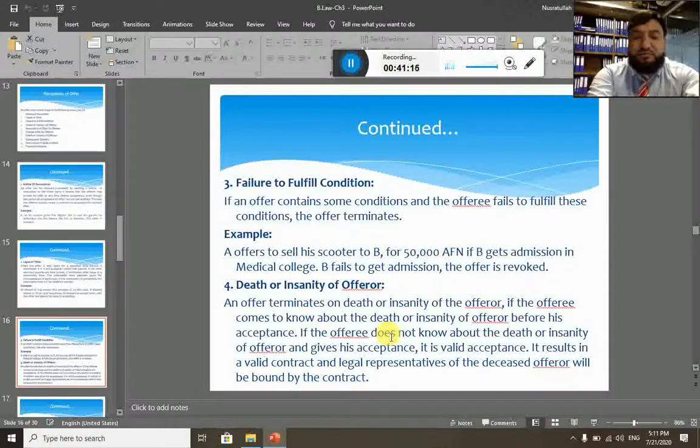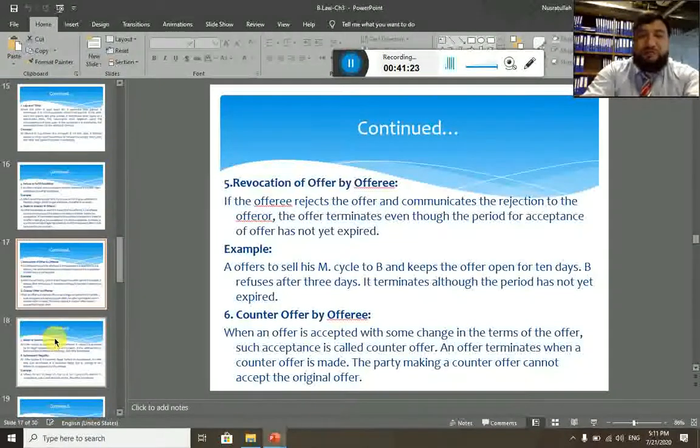Similarly, we have revocation of offer by offeree. If the offeree rejects the offer and communicates the rejection to the offerer, the offer terminates even though the period of acceptance of the offer has not yet expired. For example, we have given someone 3 days to accept or reject our offer. He comes back to us within 1 hour and says, I don't want to buy. So the offer is rejected, right?